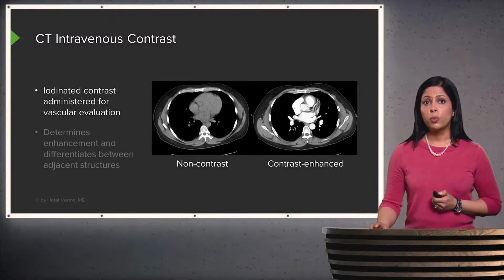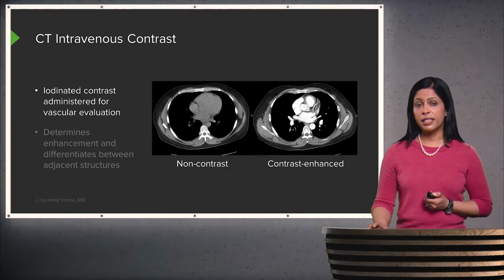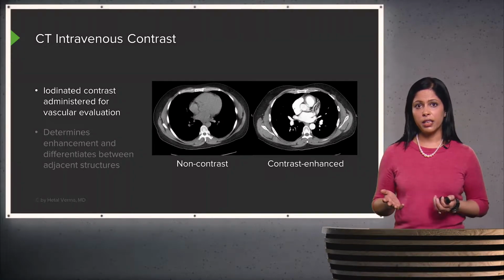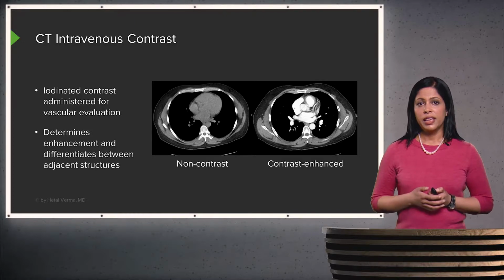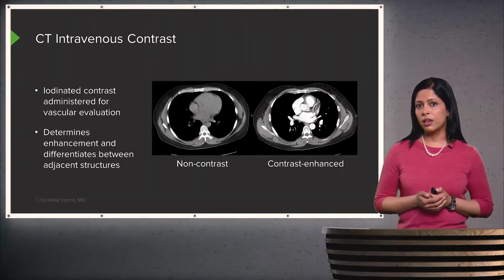CTs can be performed with or without intravenous contrast. Contrast is an iodinated solution, and it's administered really for vascular evaluation or any structures that contain vascularity. It's helpful in determining enhancement and differentiating between different adjacent structures. So it's almost like the silhouette sign seen in radiography.